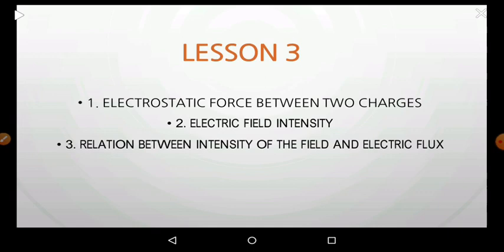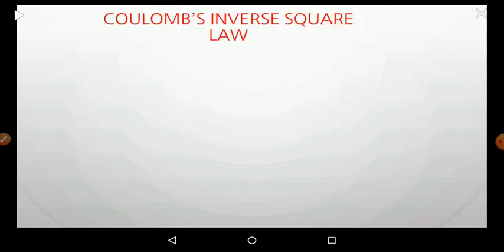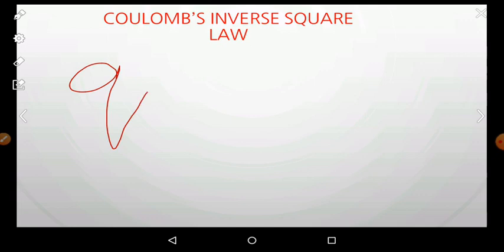In lesson 2 I explained flux equals the total number of lines passing through the given area. This is the point to be remembered to discuss the relation between intensity and flux. So let us start the first point, force between two charges. Force between any two charges can be calculated using Coulomb's inverse square law, because the scientist Coulomb derived the force between two charges.